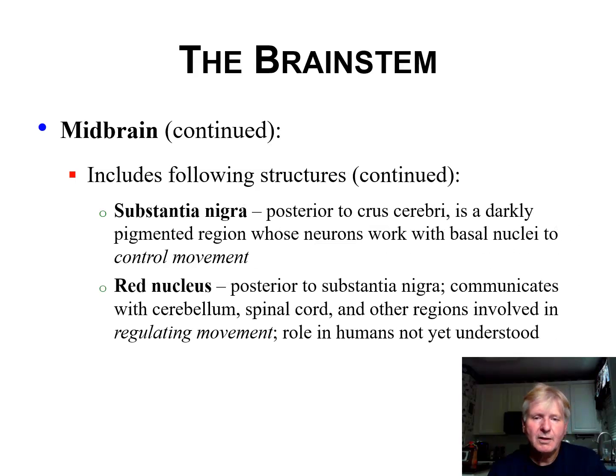And also in the midbrain are two nuclei called the substantia nigra, posterior to the crus cerebri. It's a darkly pigmented region. These neurons work with the basal nuclei in the diencephalon to control movement. Substantia nigra neurons produce a substance called dopamine, which is a neurotransmitter, and dopamine is very important in the function of your basal nuclei.